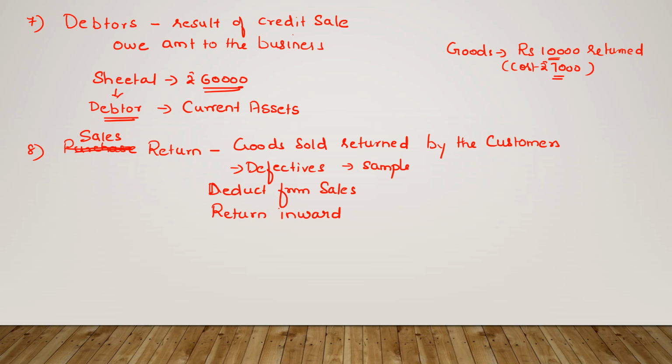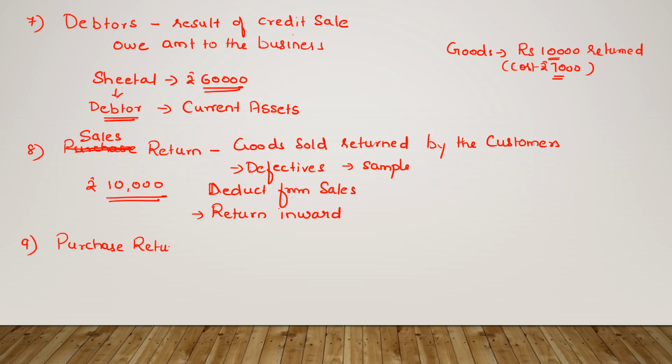When can goods come back into the business? When it has been sold, it goes to the customer, and then from the customer it is returned back, then it is coming back into the business. So return inward is another term which is used for sales return. In this case, the sales return is worth rupees 10,000, which would be deducted from the sales. The next term is purchase return.